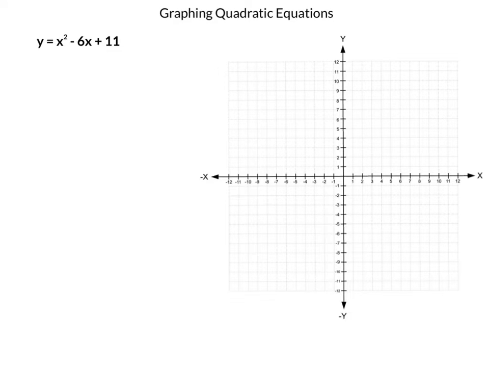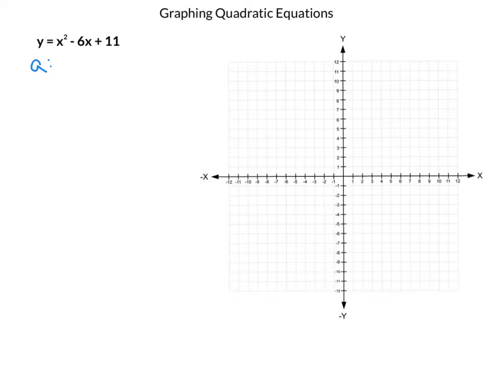Okay, today we're going to graph quadratic equations. My equation is y equals x squared minus 6x plus 11. What I'm going to do is start by finding the vertex of my graph, and then I'm going to use my axis of symmetry to help me plot some points. So let's start by labeling our a, b, and c values from our equation here.